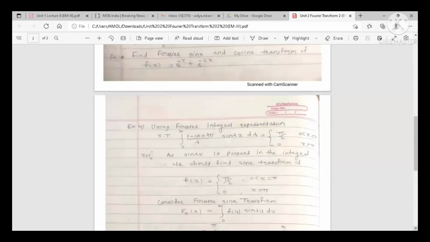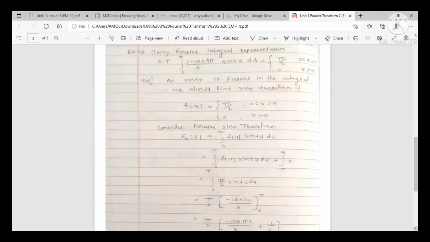Okay. Now the next example is using Fourier integral representation. Show that the integration from 0 to infinity of (1 − cos λπ) upon λ into sin λx dλ is equal to, defined in two intervals, π by 2 when x is between 0 and π, and 0 when x is greater than π. Now using the Fourier integral representation, the same thing here, you find the inverse Fourier transform.